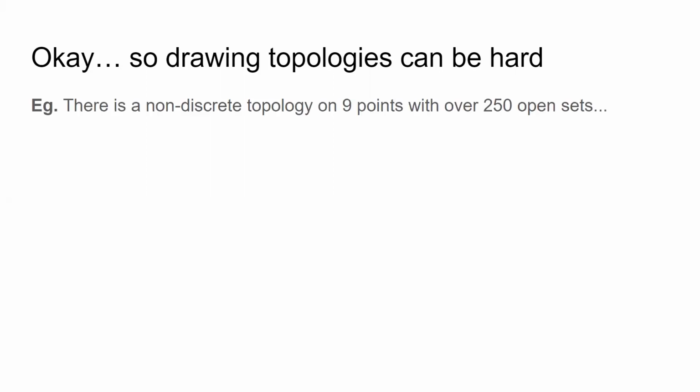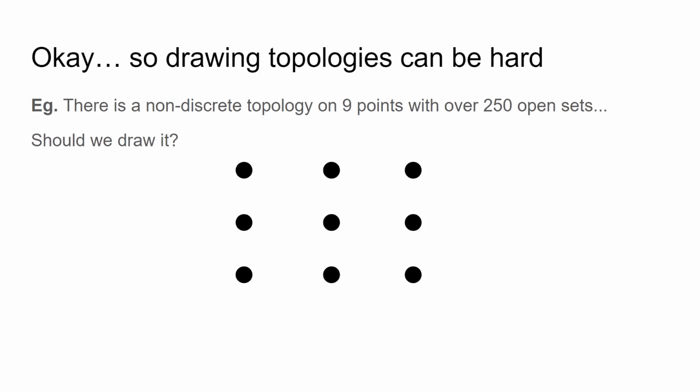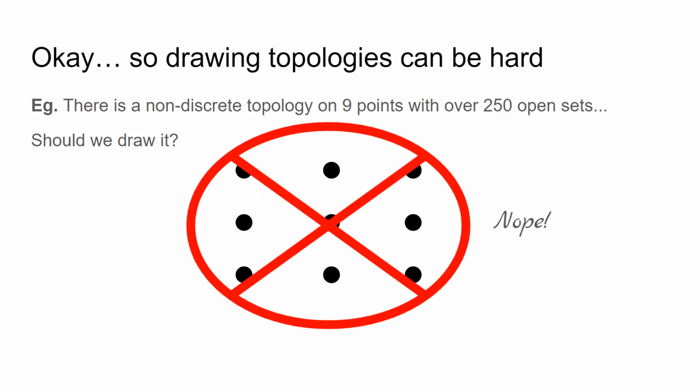But let me just motivate what I'm about to tell you by telling you how hard topologies can be to draw. It turns out that there's actually a non-discrete topology on 9 points with over 250 open sets. If you were given this as an exercise, draw this topology, would you want to do it? Should we draw it? I really don't want to do that, and I'm sure you don't want to either. I do like drawing circles and blobs around points, but I don't know if I want to draw 250 of them in a row. So let's not.